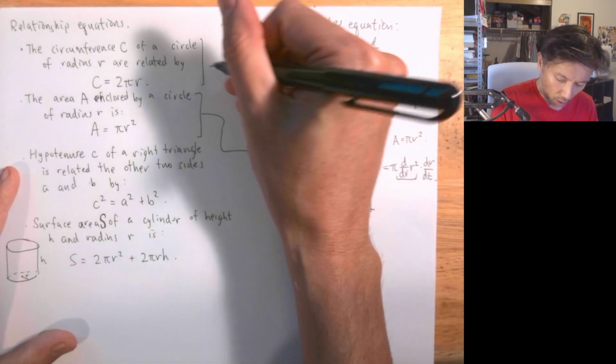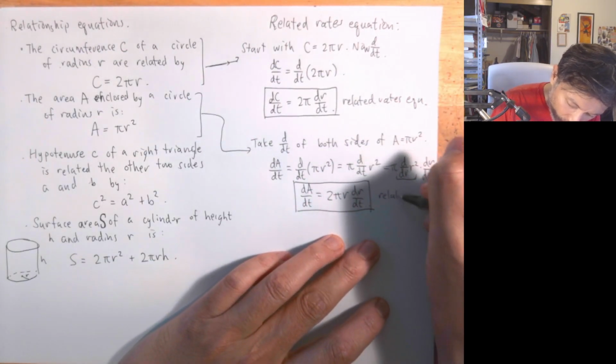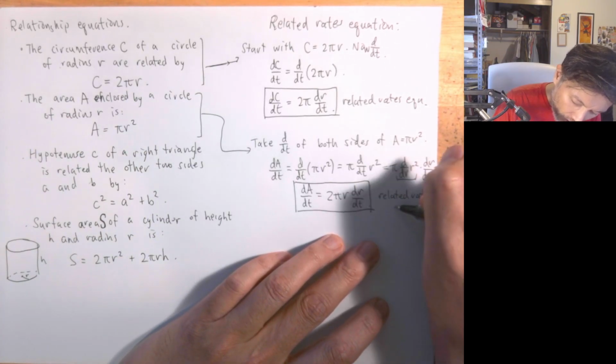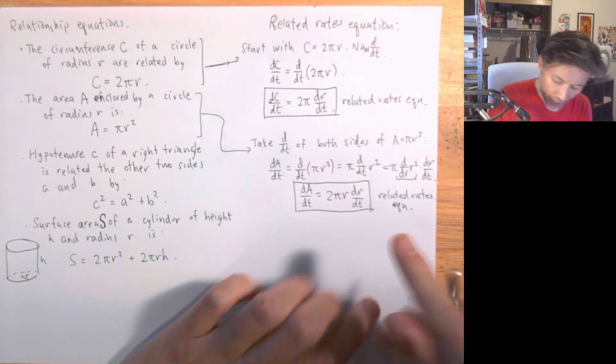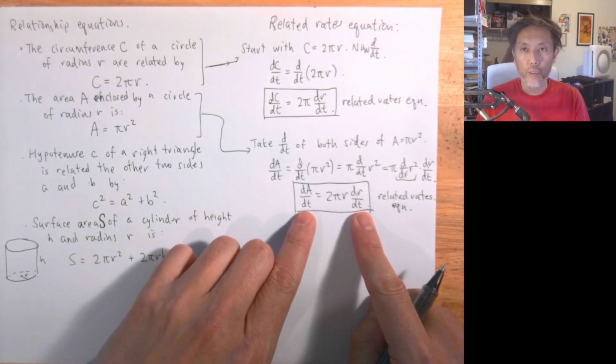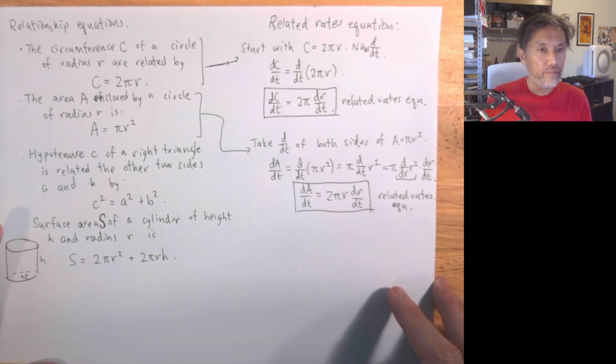So this is a related, I'd also call this a related rates equation. It relates the rates of change of two different quantities, the radius and the area of this circle. Or the area enclosed by the circle, whatever.